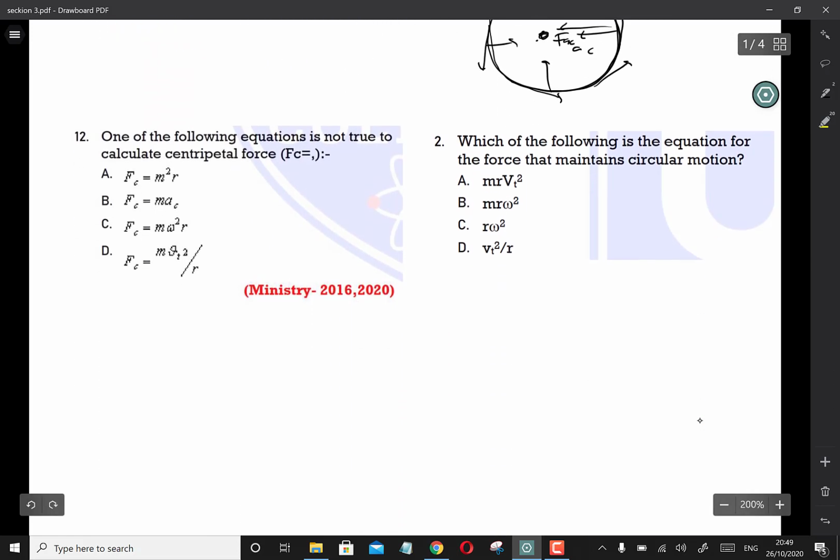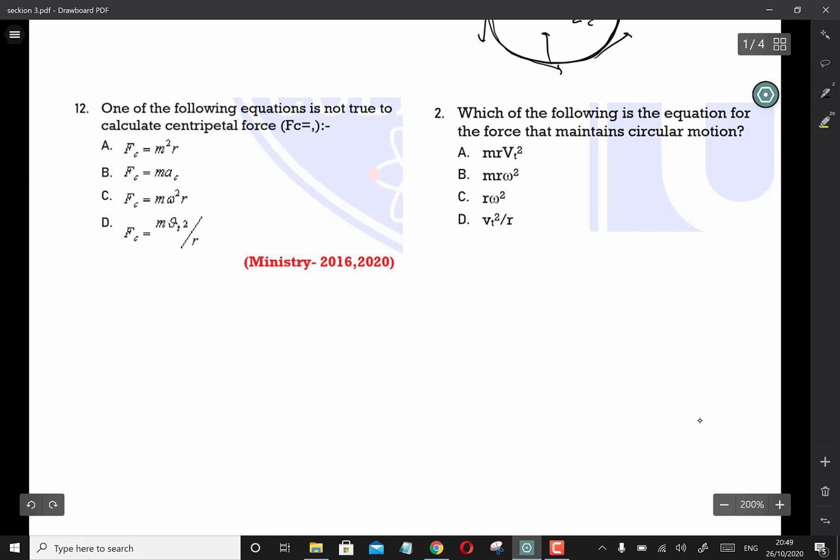Question number 12 is another mostly incorrectly answered question. One of the following equations is not true for calculating centripetal force. The centripetal force equation comes from the second law of motion. What is the second law of motion? It is m times a. But for circular motion, we write Fc and ac. So this is correct. Next, instead of ac, you can write v tangential speed square over r. So it becomes m vt square over r.